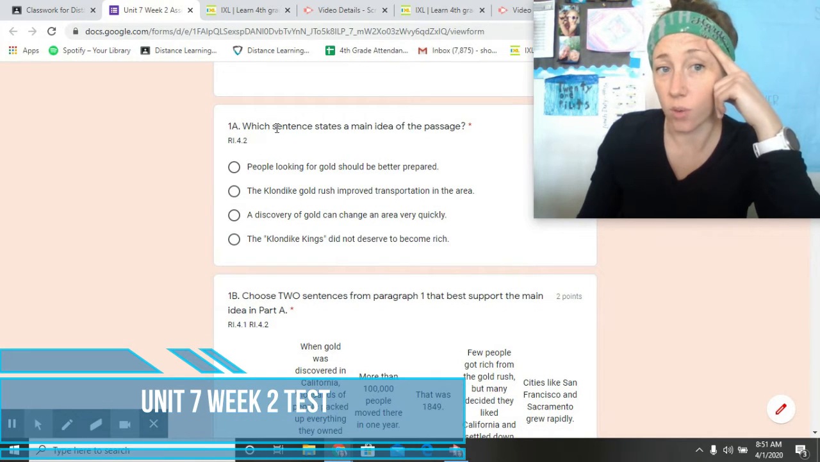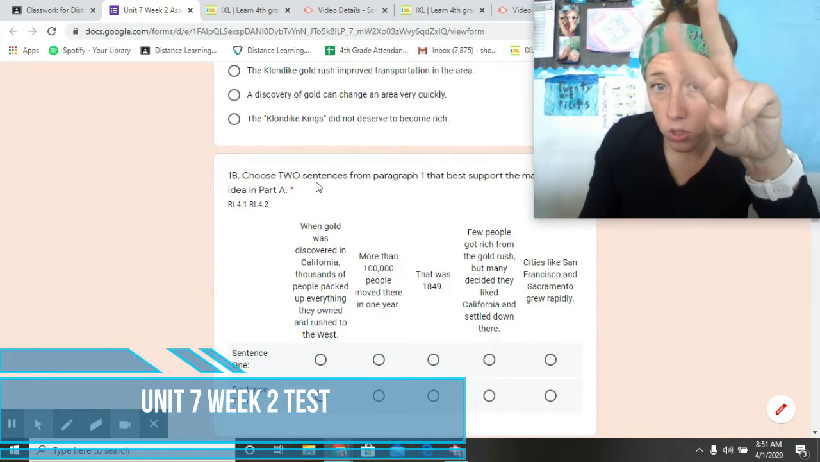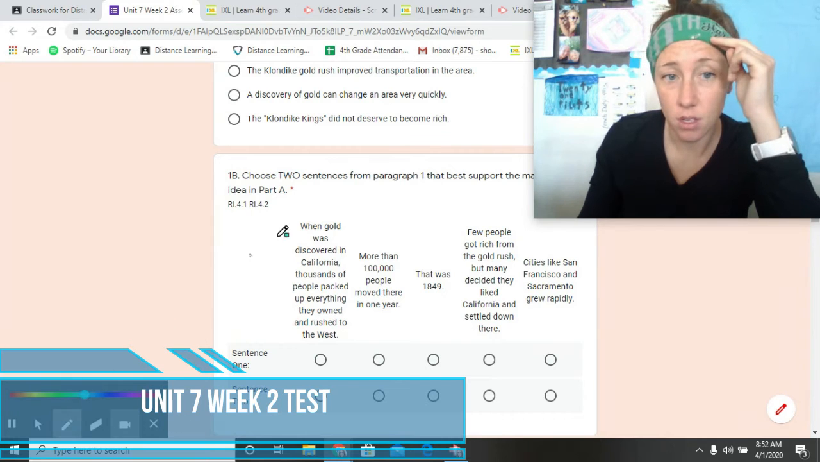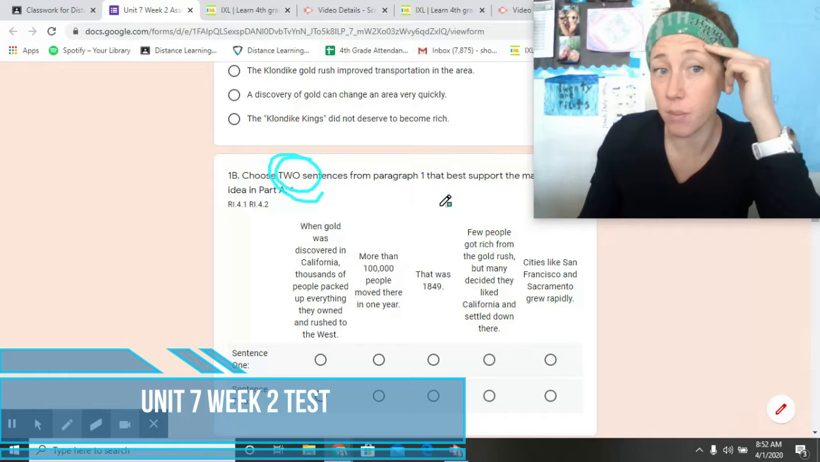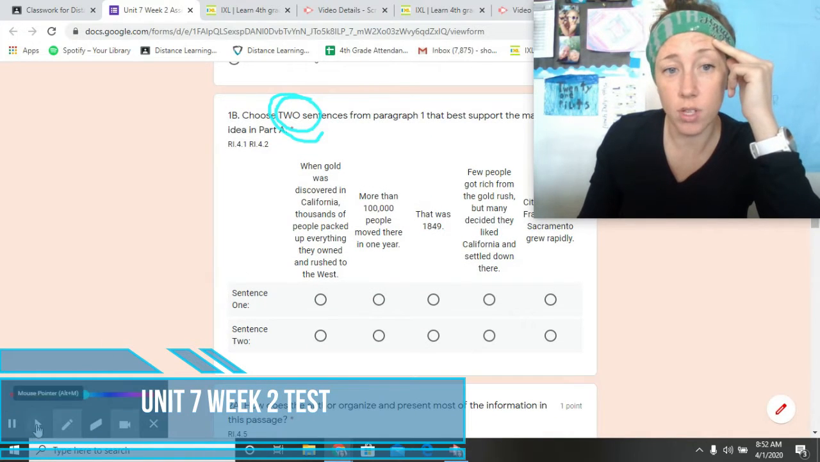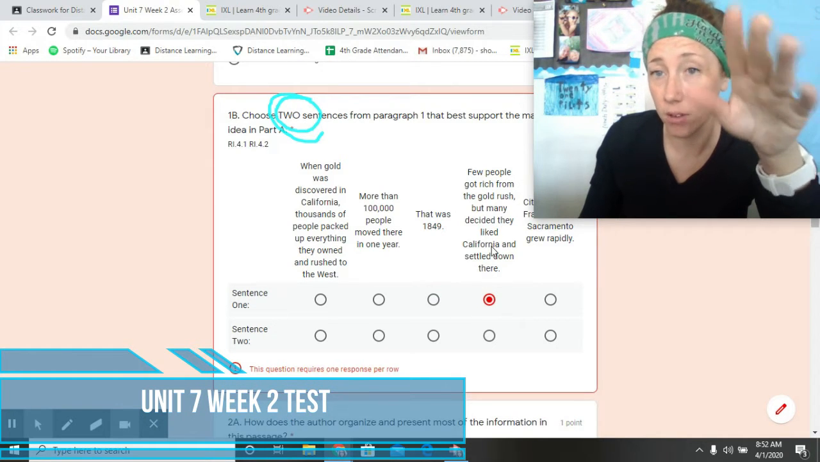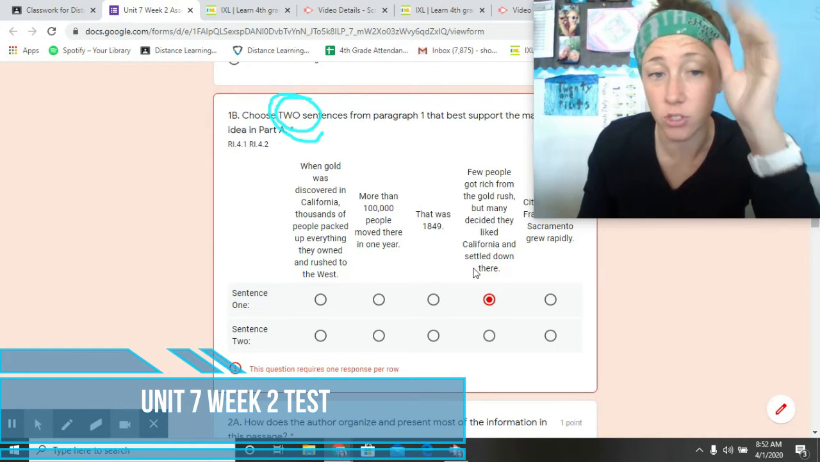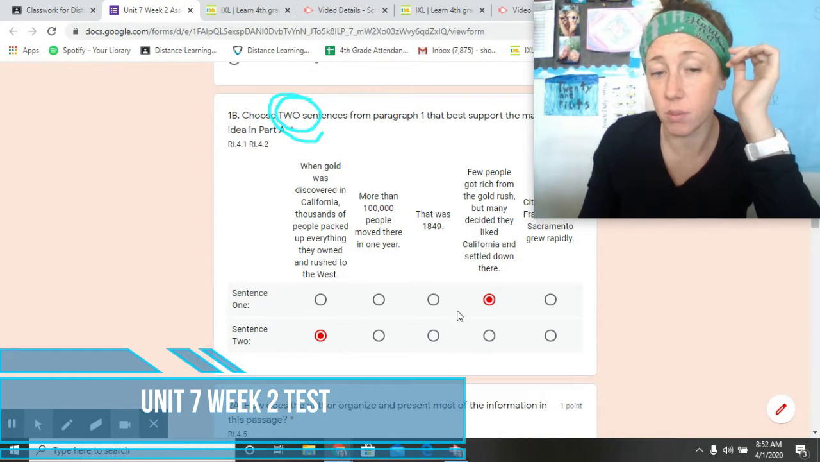So before you even read this, I would go down and skim the questions. So question 1A, which sentence states a main idea of the passage? So we're looking for main idea. 1B, choose two sentences from paragraph 1 that best support the main idea in part A. So to do this, you'll pick, this would be sentence 1. I'm going to choose it, whatever I think will fit my main idea. I'm not picking the right answer. I'm not even reading the questions. So don't just do what I do. Sentence 2, you're going to have to put something for each of them.